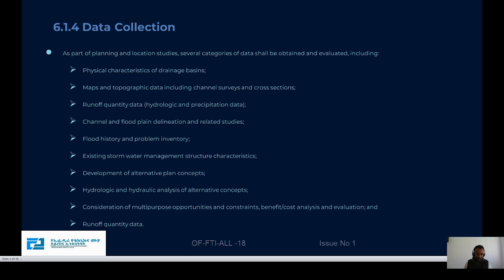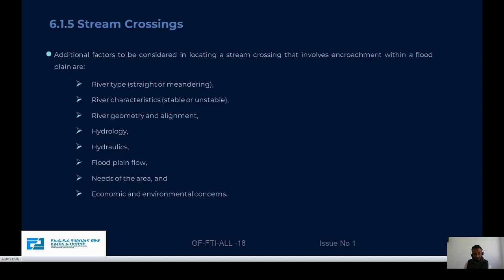The flooding histories, so this flooding will be occurring 25 years, 10 years, also will be collecting the previous data. Existing stormwater management structure characteristics are also very important. Development of an alternative plan concerns hydrologic and hydraulic analysis, which is very important. Lastly, also will be collecting information from the runoff quantity data.